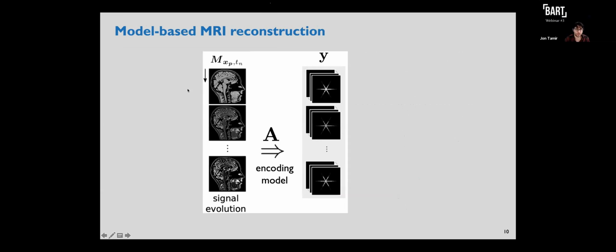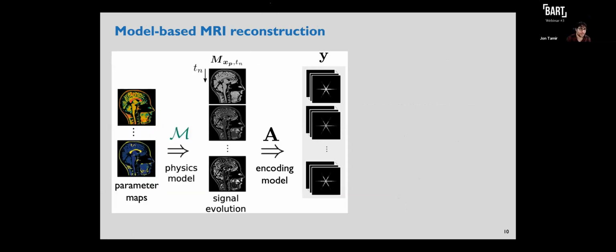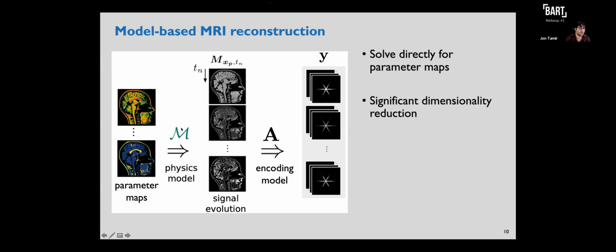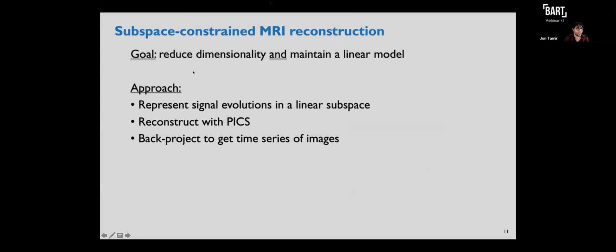Now, model-based MRI reconstruction aims to address this issue, and it does so by modeling the physical parameters. They could be tissue parameters and sequence parameters, and they come from some physics model, for instance, the Bloch equations. In this sense, this is solving directly for the parameter maps, so it's a significant dimensionality reduction. Instead of solving for all of the time series, we're now only interested in solving for a small number of parameter maps. That's going to give us a dimensionality reduction, and therefore less scan time is needed. But the problem is that this is a nonlinear model, and so now we cannot use parallel imaging and compressed sensing directly. And so for subspace constrained reconstruction, the goal is to reduce dimensionality in the same way, but maintain this linear relationship.